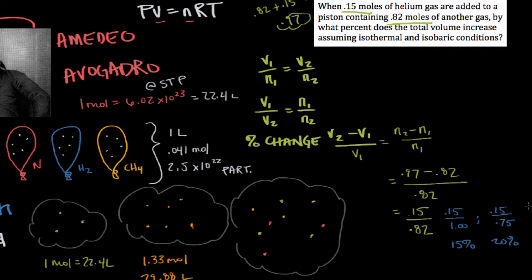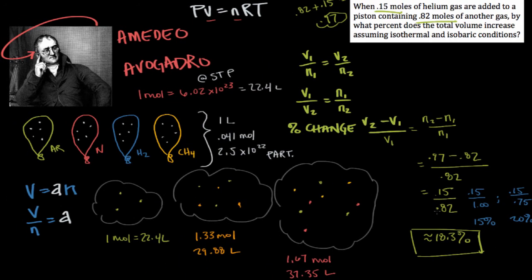We know that the answer is between 15 and 20%, and it turns out that the actual answer, if you do use a calculator, is really close to 18.3%. So when 0.15 moles of helium gas are added to a piston containing 0.82 moles of another gas, by what percent does the total volume increase? Well, it's just about exactly 18.3%. And we were able to solve this problem with a little bit of critical thinking based on the principles of Avogadro's law.